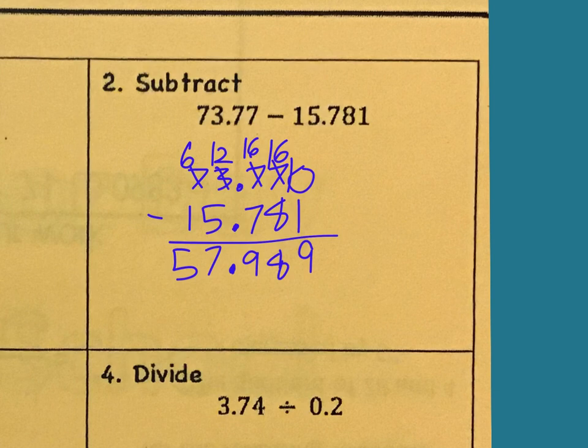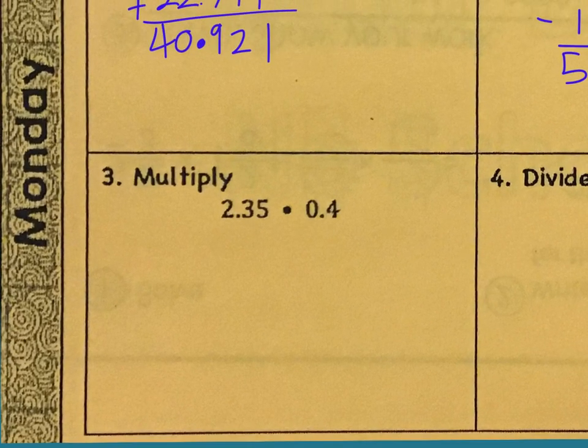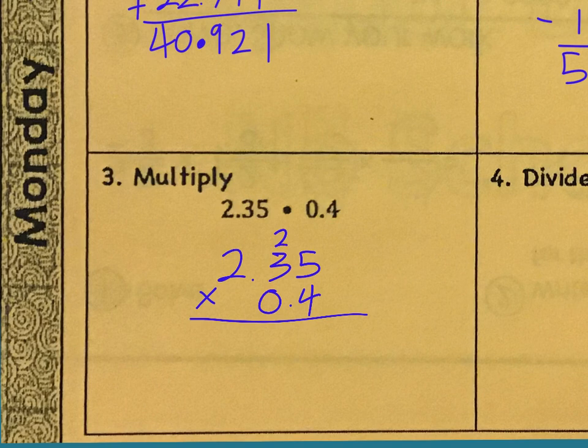Okay, let's move on to number 3. Number 3 is multiplication. And now in multiplication, you don't have to line up those decimals. All you have to do is just write them down as they are. 2 and 35 hundredths and 4 tenths. Now we're going to multiply. 5 times 4 is 20. 3 times 4 is 12 plus 2 is 14. 2 times 4 is 8 plus 1 is 9. Put a 0 on that second row, and then we have 3 zeros because we're multiplying all of those together.